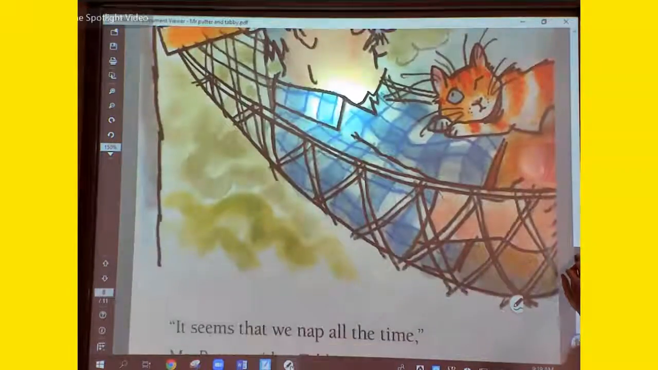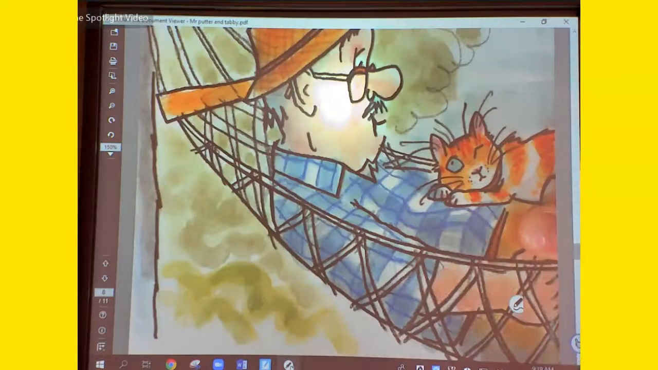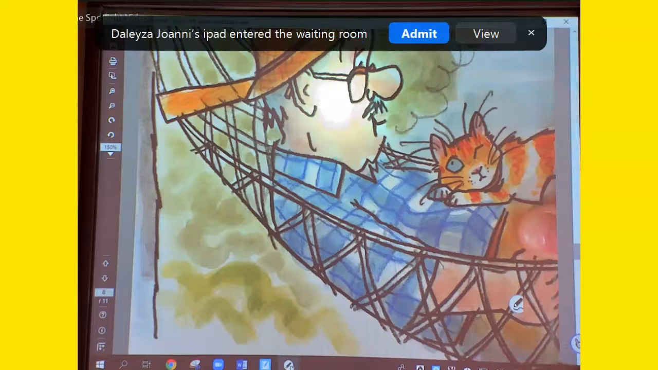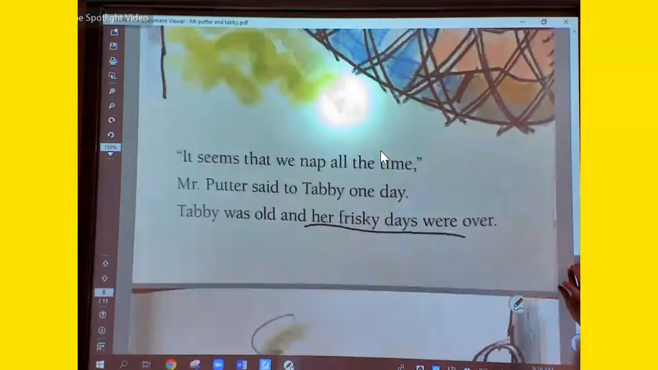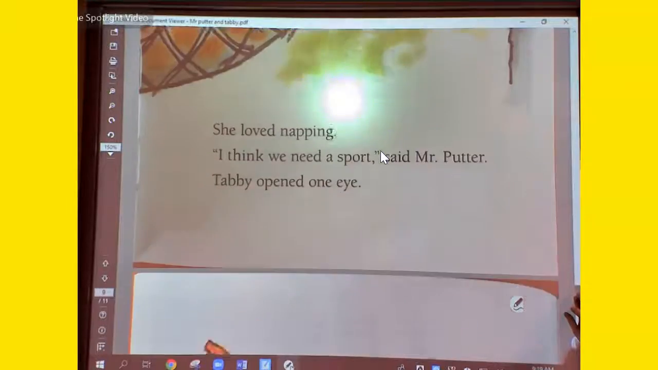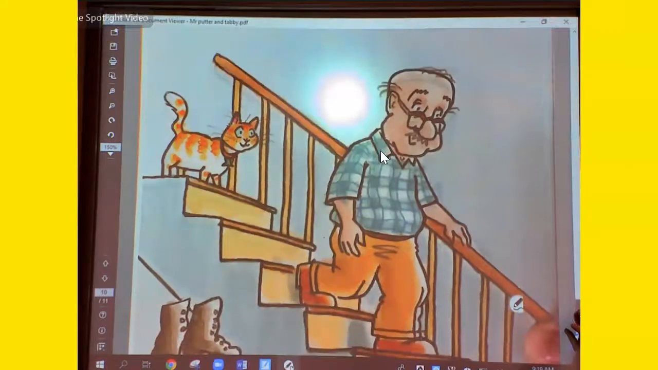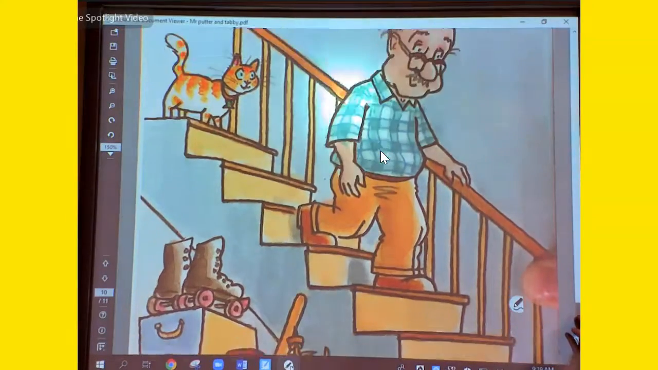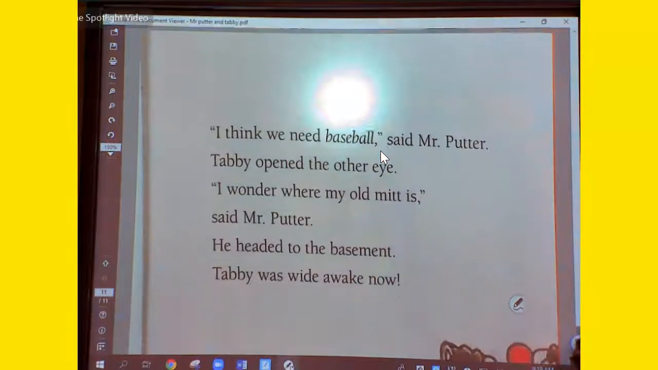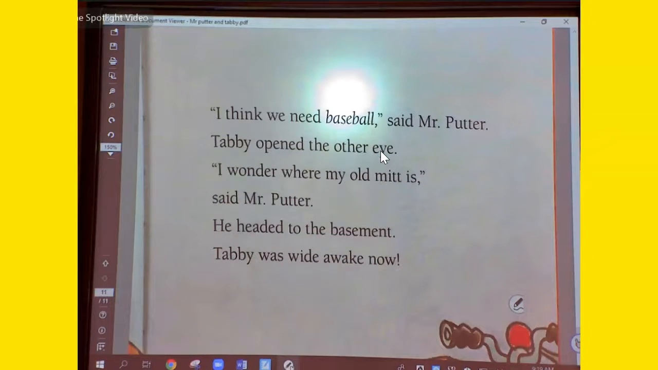What do you think Tabby is thinking right now when he says, I think we need a sport? Keela, what do you think Tabby is thinking right now? You think that she's thinking about baseball? Yeah. All right, let's see. Going downstairs. I think we need baseball, said Mr. Putter. Nice job, Keela.